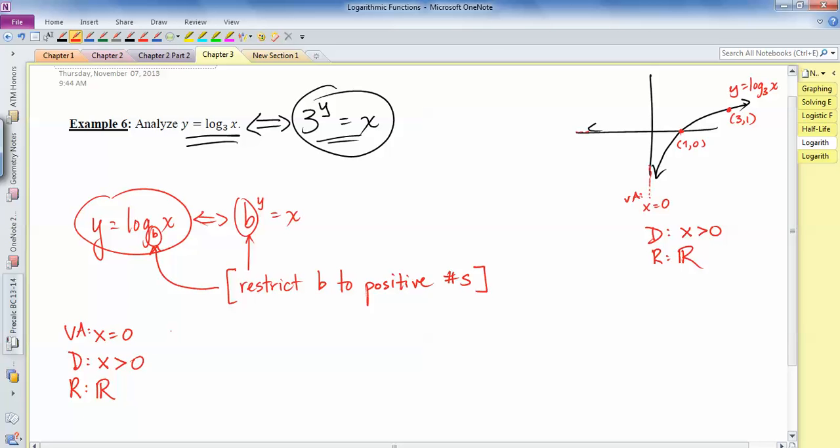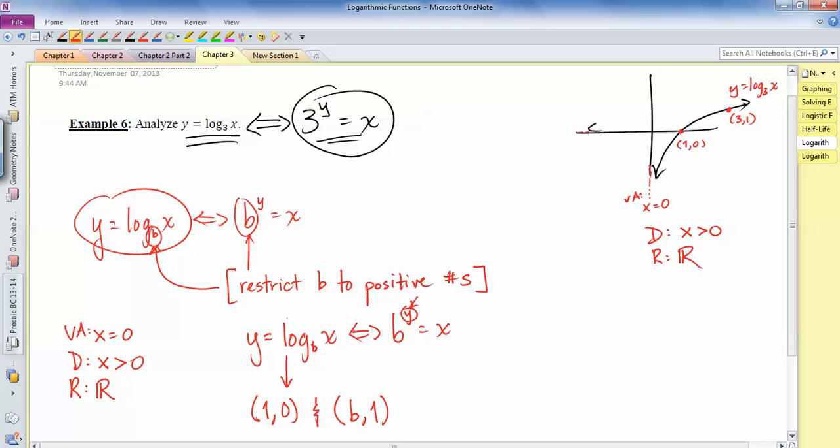Let's see. Oh, one other thing. A couple of points that go through this general log function. Well, since we can convert this to b to the y equals x, you know that anytime y is 0, x has to be 1. So this always goes through the point 1, 0. When x is 1, y is 0. And then another point that it's always going to go through: when y is 1, then you get b equals x. So when x is b, y is 1.